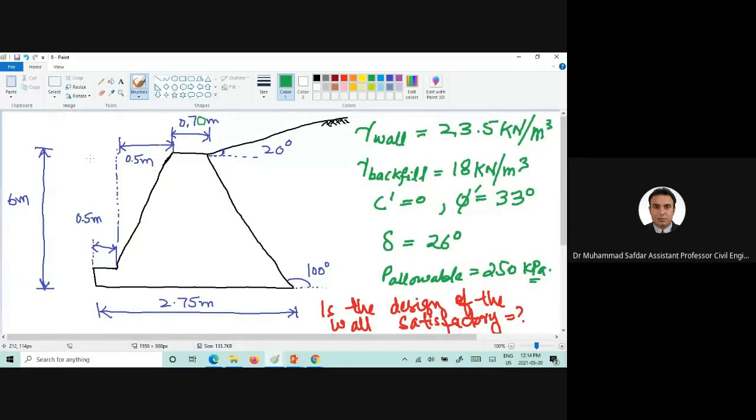So please kindly take a screenshot or take a picture of this screen, because we are going to use it in solving our next problem, or the example, where an inclined retaining wall is given and an inclined surface is also given. So this is the inclined retaining wall.